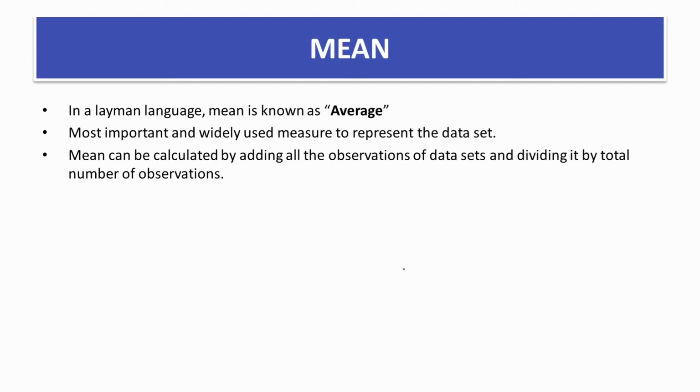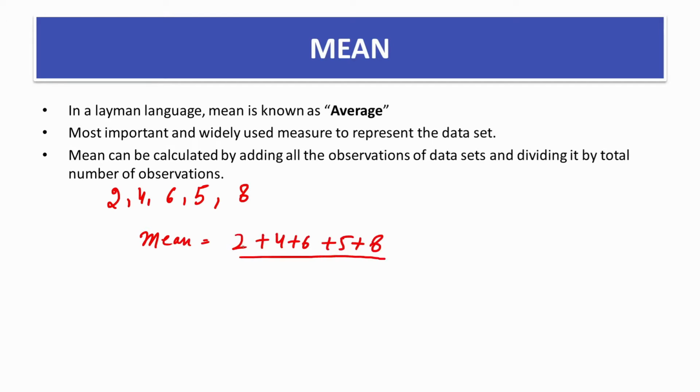Talking about its calculation, mean can be calculated by adding all the observations of the dataset and dividing it by the total number of observations. Let us suppose we have the dataset 2, 4, 6, 5, 8. How will we calculate the mean? We will just add up these values, 2 plus 4 plus 6 plus 5 plus 8, and divide it by the total number of observations, that is 5: 1, 2, 3, 4, 5. So this comes out to be 25 by 5. So the mean value is 5.